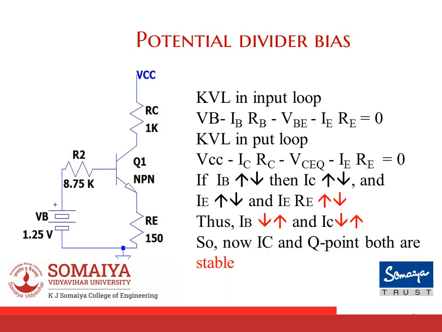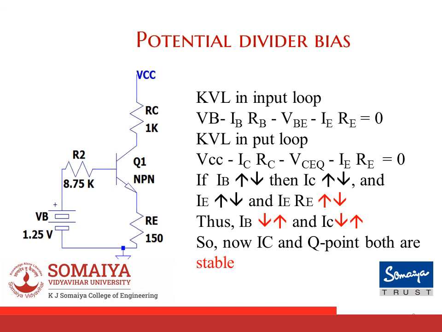Look into the stability provided by potential divider bias. For that, I'll be considering both input and output loop equation. The input loop equation is VBB minus IBRB minus VBE minus IERE equal to 0, and the output equation is VCC minus ICRC minus VCEQ minus IERE equals to 0.